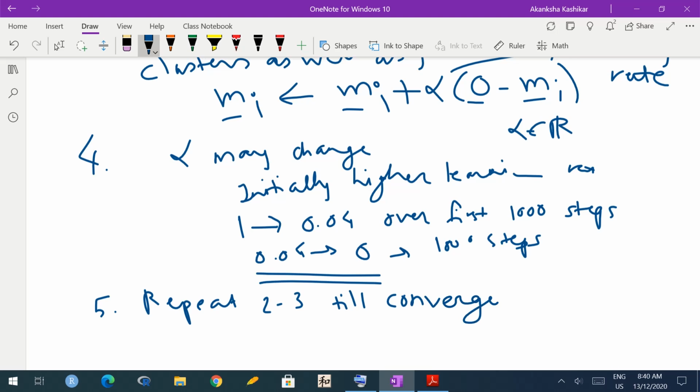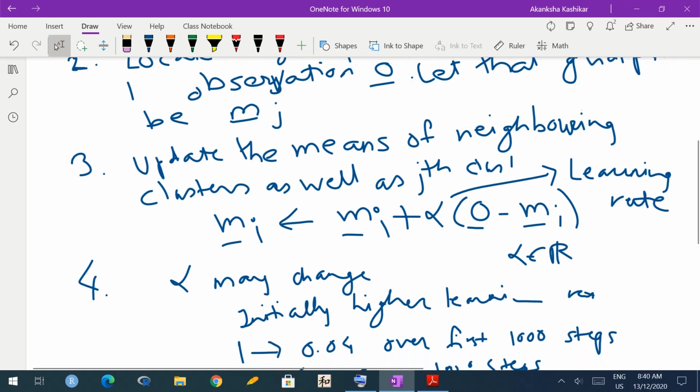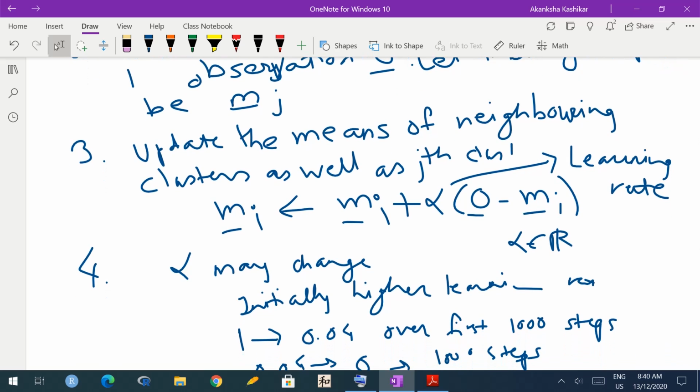So as I said, as you can see here, it's a generalization of k-means. In k-means also we update the means when we introduce a new observation. The only difference is here, instead of updating the mean of just that class, we are updating neighboring means also.